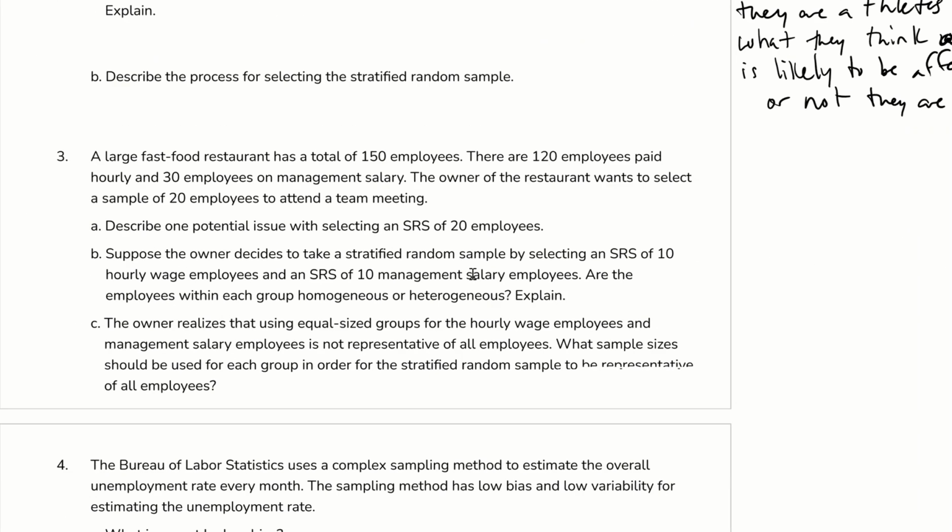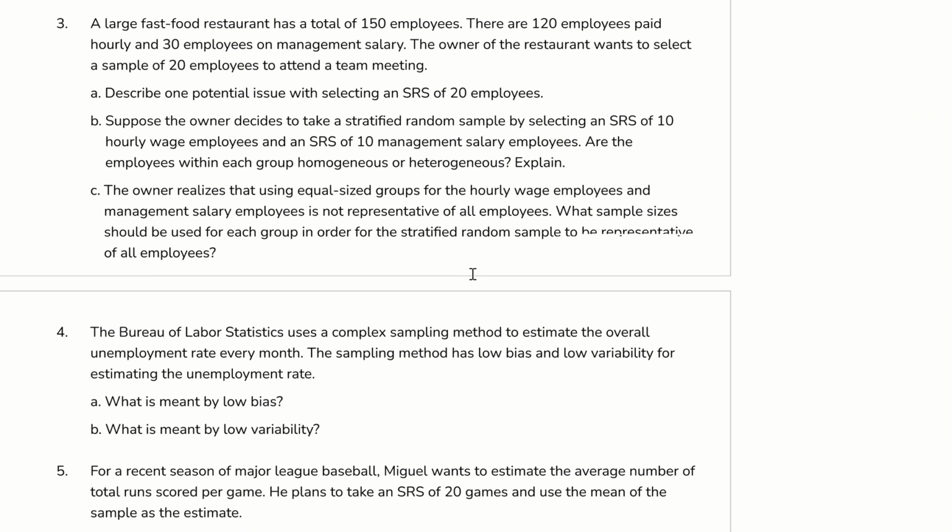All right, so now let's look at number 3. A large fast food restaurant has a total of 150 employees. There are 120 employees paid hourly and 30 employees on management salary. The owner of the restaurant wants to select a sample of 20 employees to attend a team meeting. Describe one potential issue with selecting a simple random sample of 20 employees.